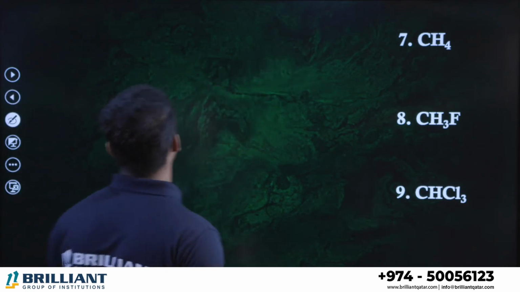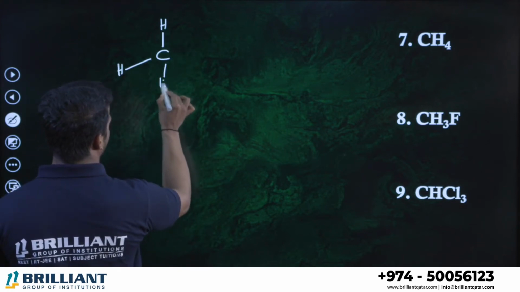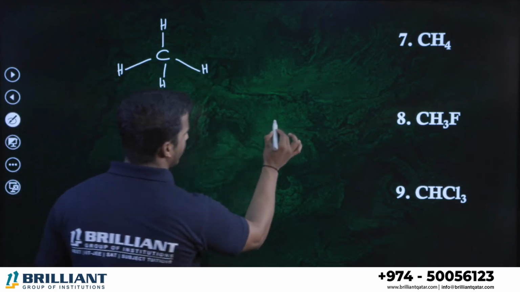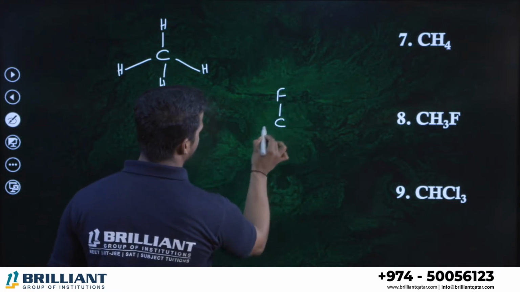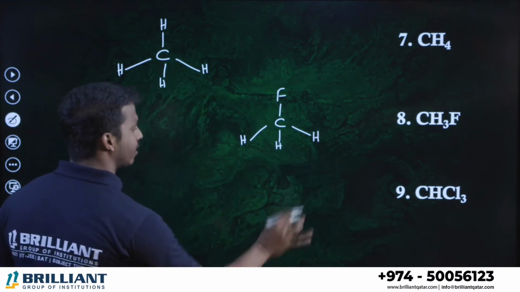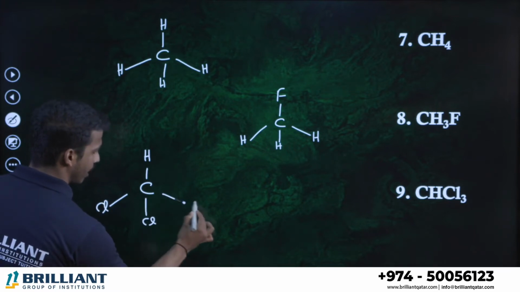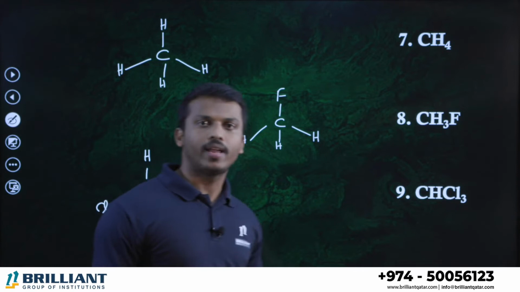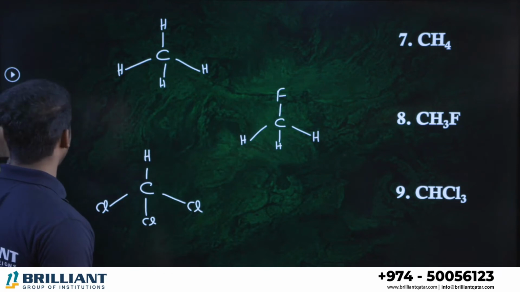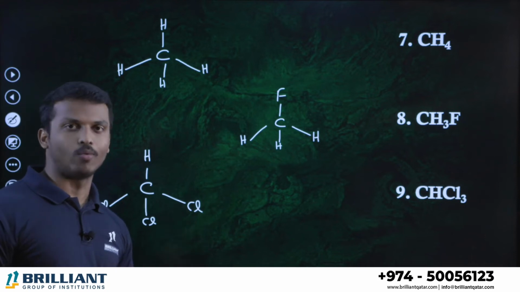Okay, next one. Seventh one, methane, CH4. Let me draw the shape of CH4. You know, CH4 has a tetrahedral geometry, right? CH3F, same thing, also the same geometry. CHCl3, same geometry, dear all of you. All of them have tetrahedral geometry. CH4, CH3F, CHCl3, all belong to which one? Tetrahedral geometry. Let's see what the situation is in tetrahedral geometry.